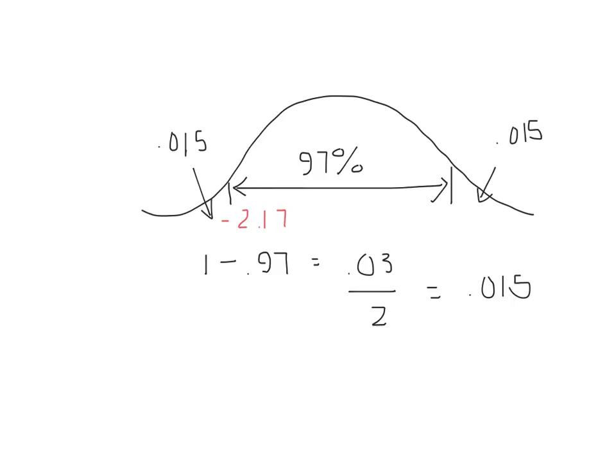So basically, the lower end of that 97% confidence interval must be 2.17 standard deviations below the mean, which means the upper end of that confidence interval must be the same distance but above the mean. And that's why our z-scores would be equal to positive and negative 2.17.